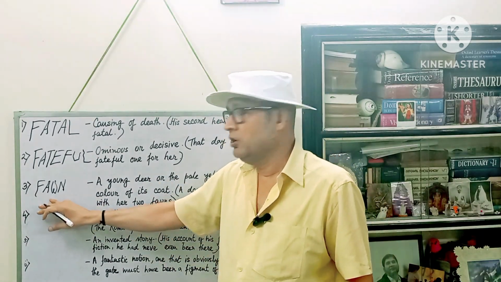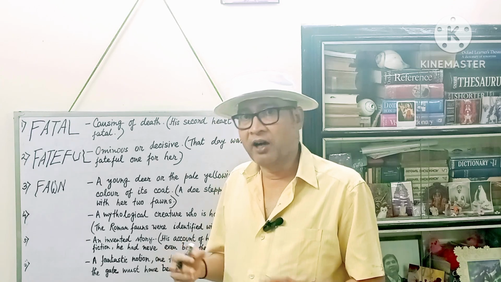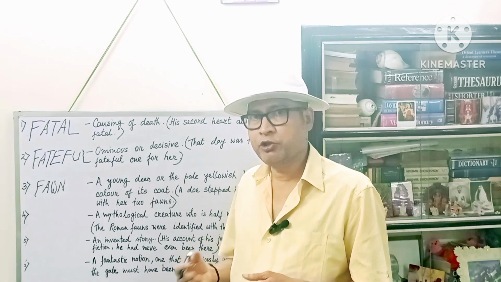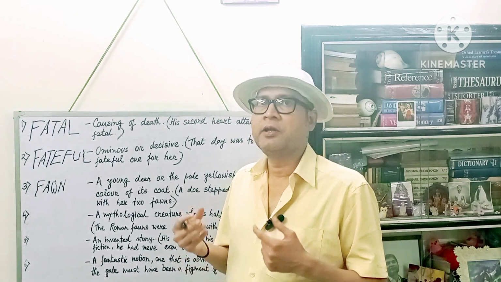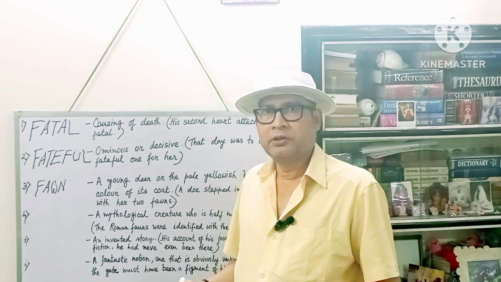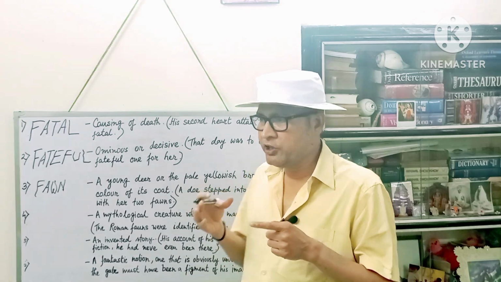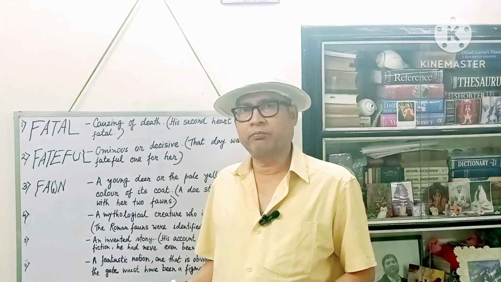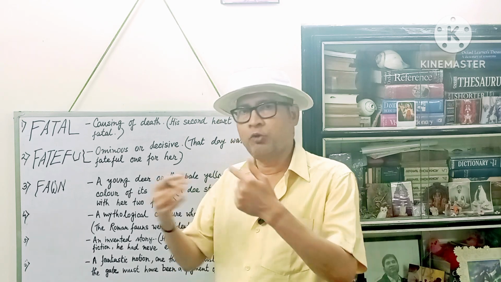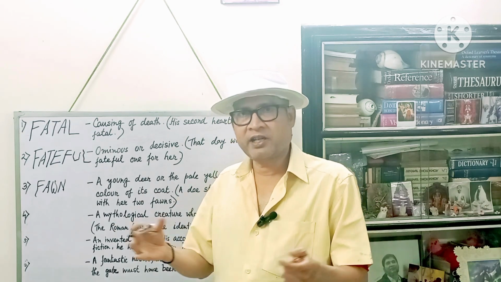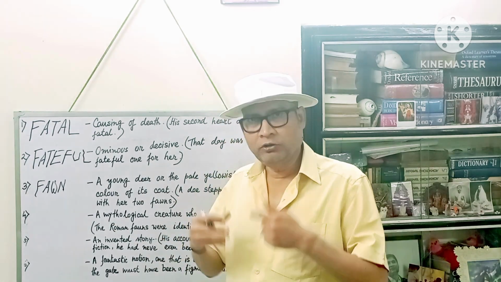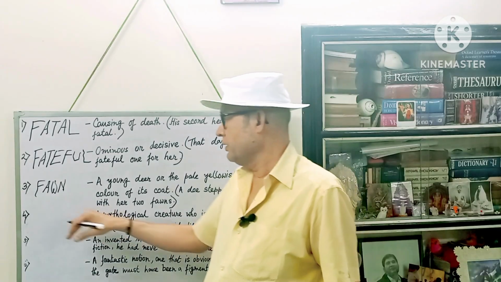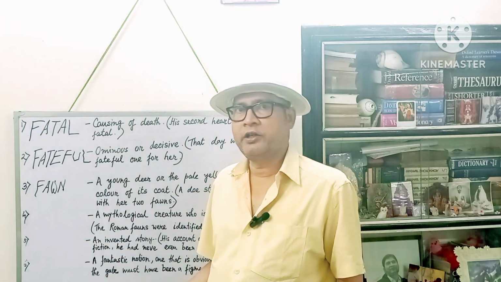Now, this word fawn may also be used as a verb, and then the preposition that follows it is over. Fawn over means to attach excessive importance to somebody. He fawns over her, pays too much attention to her. Fawn over. Well, number four, what is going to be the word here?